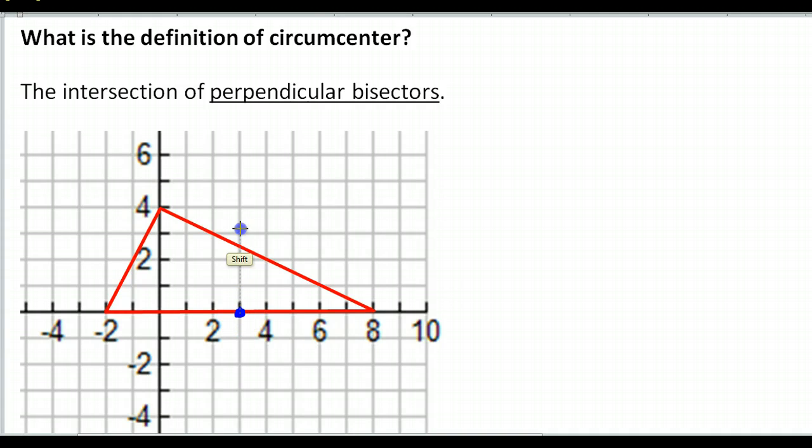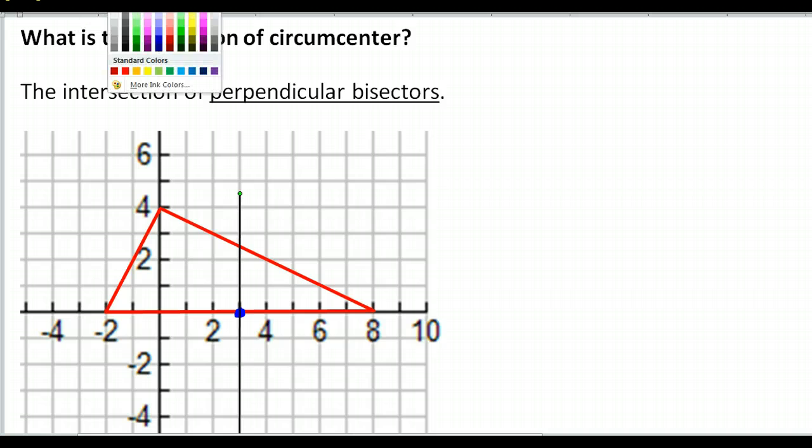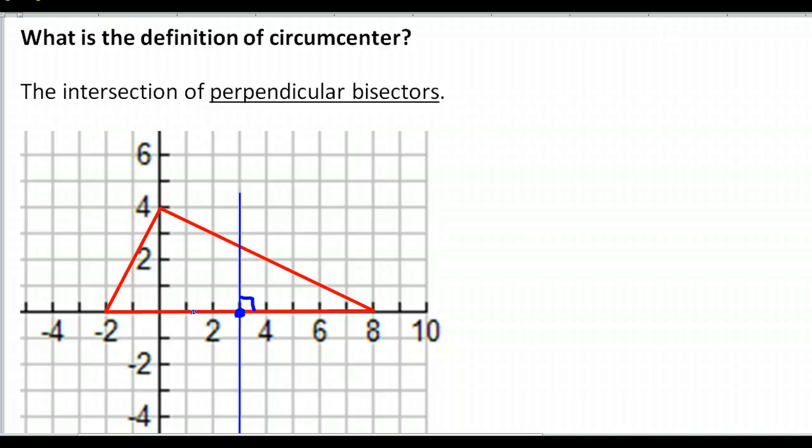So this would be a perpendicular. Okay, so that line is a perpendicular bisector. Alright, so there's one perpendicular bisector. I'll go ahead and just put a little box here to remind us that that is perpendicular. Okay, so all we need really is one more perpendicular bisector, and that will show us wherever they meet, that's going to be the circumcenter.